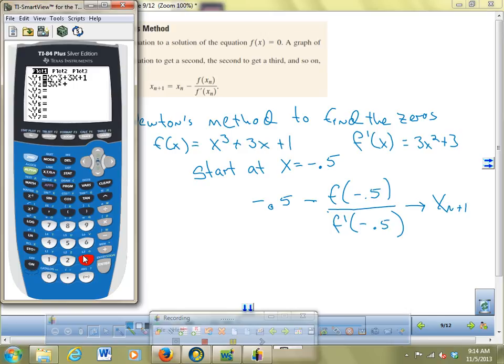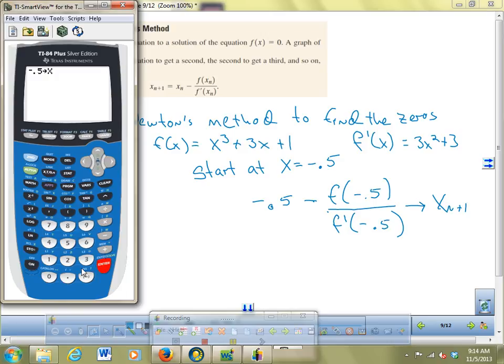Now I'm going to go second quit, and I'm going to store -0.5 as x. Whoops, I screwed up. First I have to hit -0.5, clear. I missed. So I'm going to put in -0.5 and store that as x. Alpha x, just x. You don't need alpha.